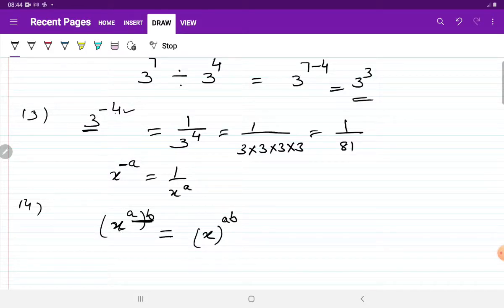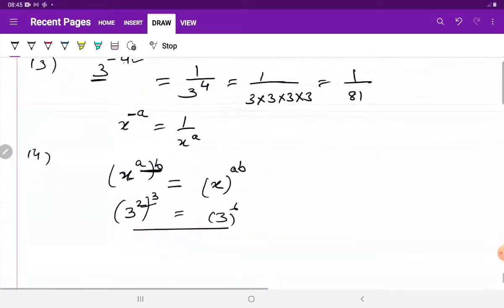Got it? So like I am taking one example, 3 raised to power 2, then power 3. So these two powers will multiply first. So 3 raised to power 6. So my result is this one.